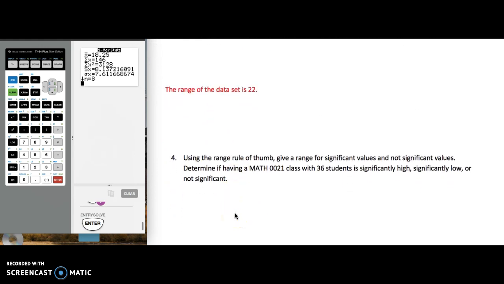So next question. Using the range rule of thumb, give a range for significant values and not significant values. Determine if having a Math 0021 class with 36 students is significantly high, significantly low, or not significant.